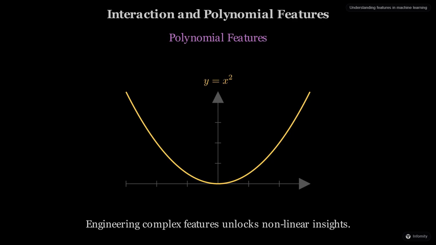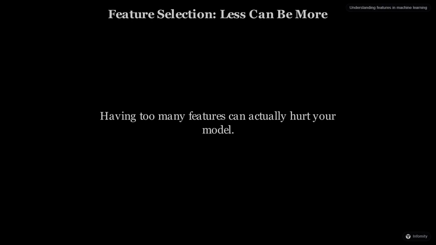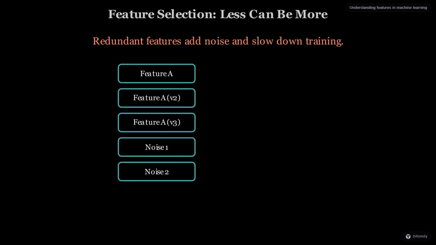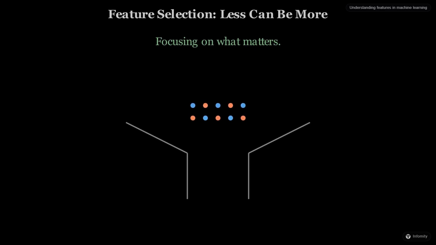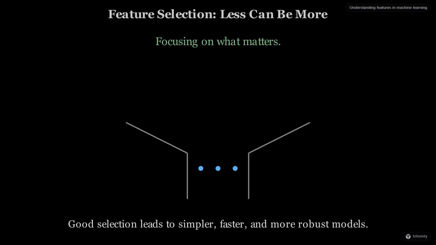While creating many features can be beneficial, sometimes less is more. Feature selection is the process of choosing the most relevant features for your model and discarding irrelevant or redundant ones. Too many features can lead to the curse of dimensionality, where the data becomes sparse and models struggle to find meaningful patterns. It can also cause overfitting, where the model learns the noise in the training data rather than the underlying relationships, performing poorly on new, unseen data. Selecting the right features helps build simpler, more robust, and more interpretable models.